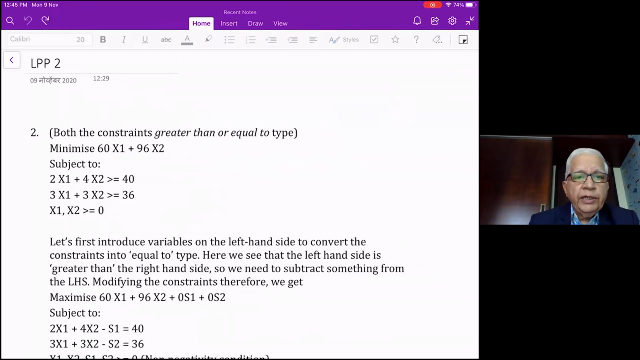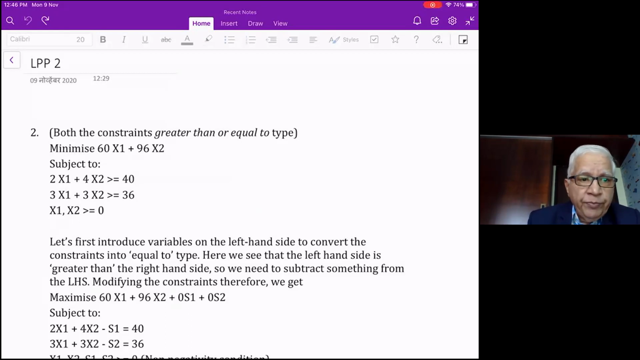Both the constraints are greater than or equal to type. Minimize 60x1 plus 90x2, subject to these two constraints. Fine. Now what is the first step? The first step is always to convert the constraints into equal to type. Yesterday, less than or equal to type of constraints were there, therefore we added something on the left hand side. Now let's first introduce the variables on the left hand side to convert the constraints into equal to type.